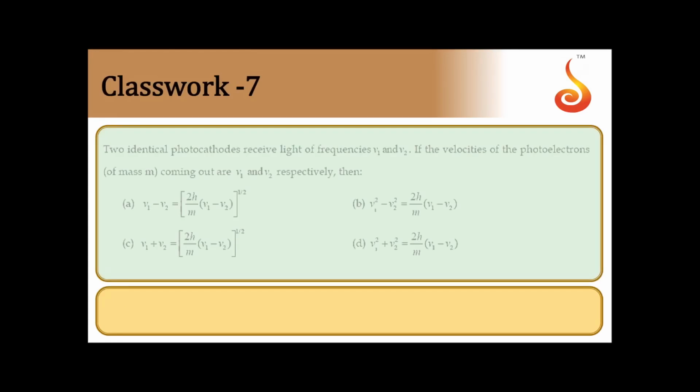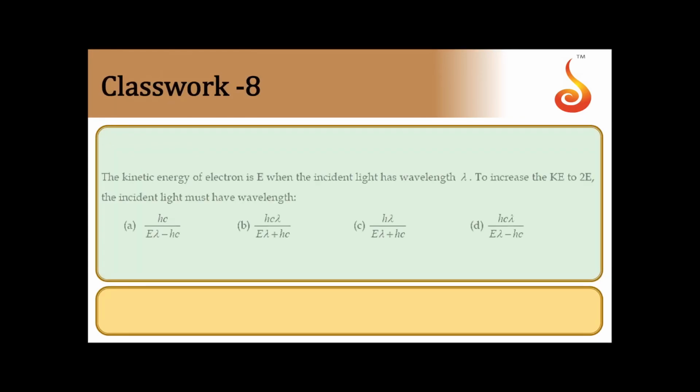Yes, we'll move on to the next one. The kinetic energy of an electron is E when the incident light has wavelength lambda. To increase the kinetic energy to 2E, the incident light must have wavelength: hc by E lambda minus hc; lambda by E lambda plus h; lambda divided by E lambda plus h; lambda divided by E lambda minus hc.